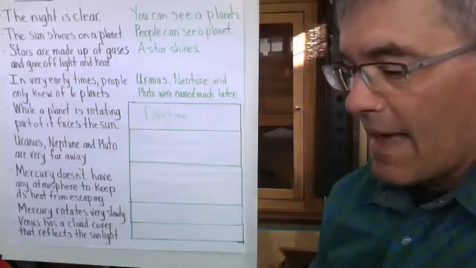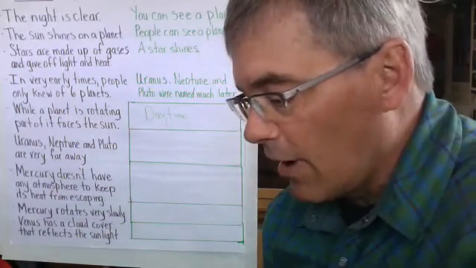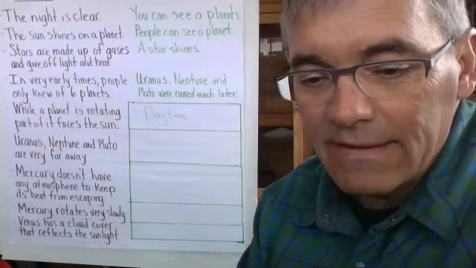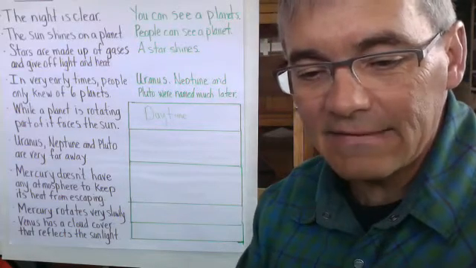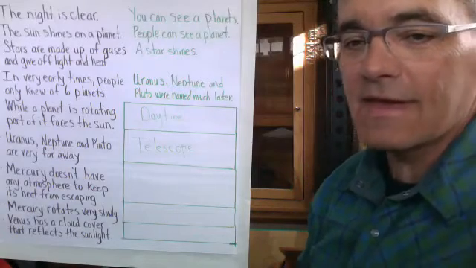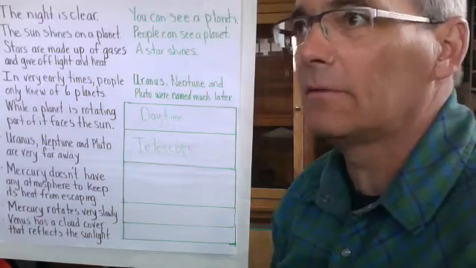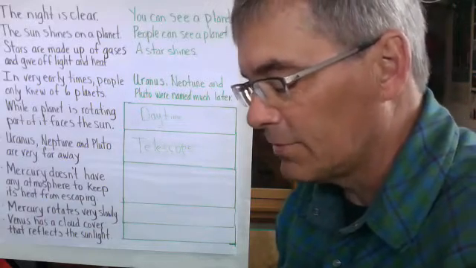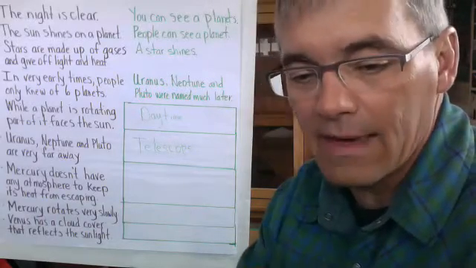The next example we have is Uranus, Neptune, and Pluto are very far away. So what is the effect of that? And as you probably were thinking about that, you thought, well, I couldn't see it, so I'll probably need a telescope. And that would be the effect of those planets being so far away.